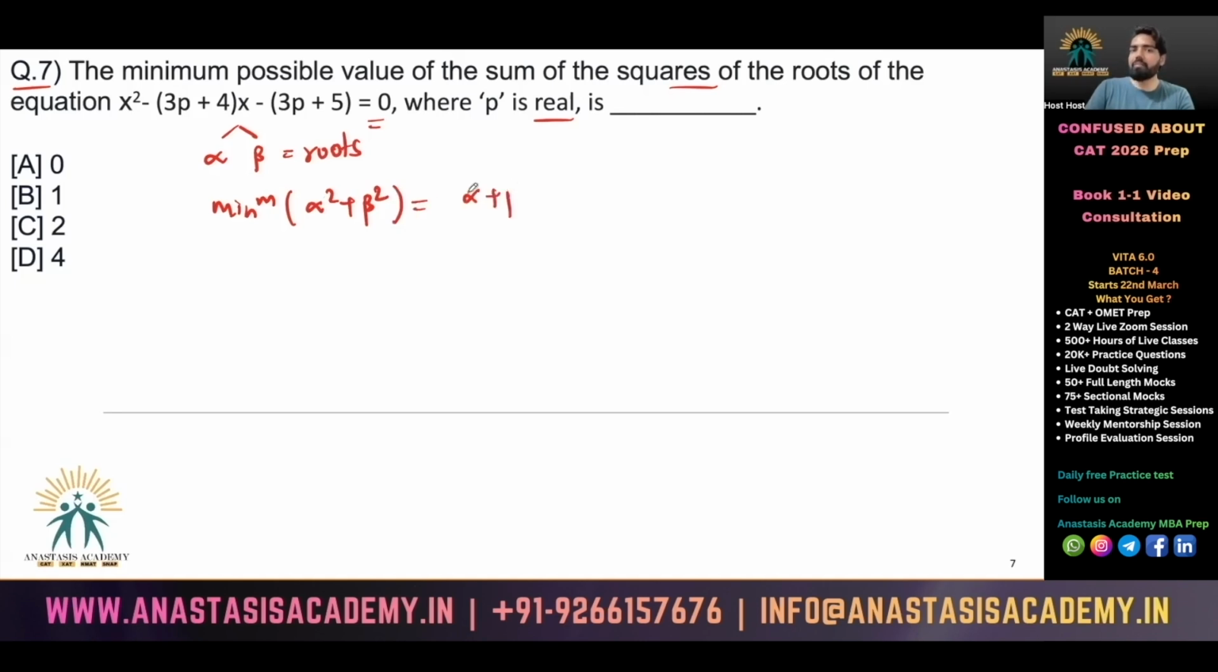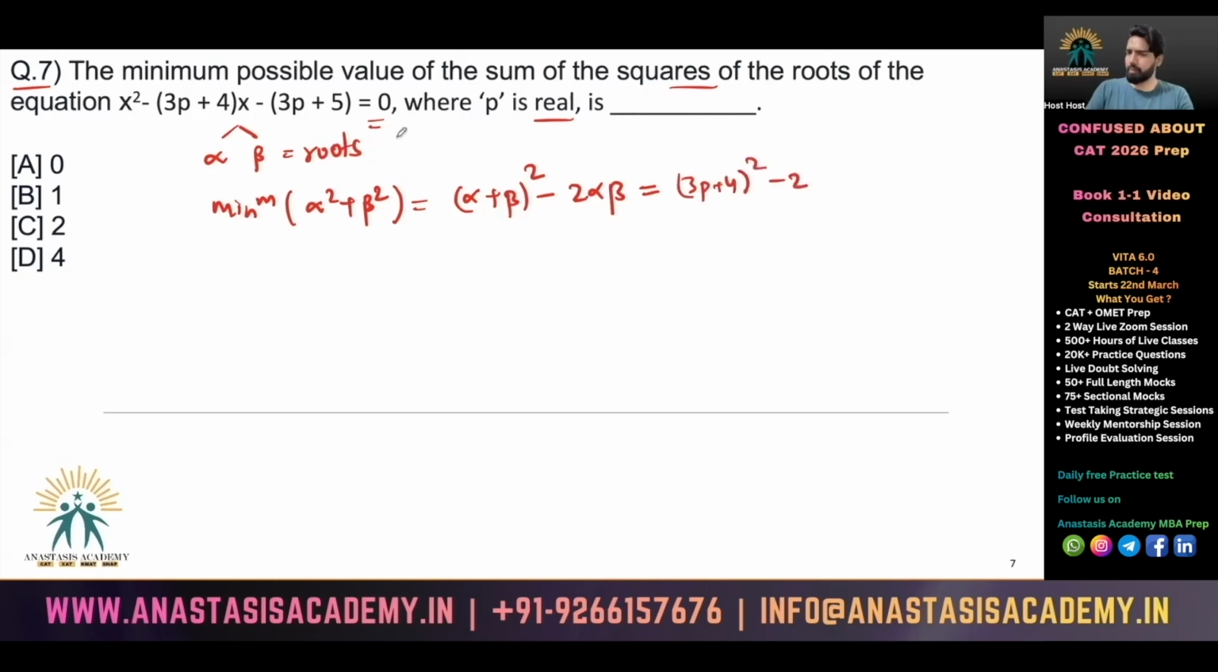Using the identity, alpha plus beta whole square, I can write alpha square plus beta square as alpha plus beta whole square minus 2 times alpha beta. Because for a quadratic equation, I always know the value of the sum of roots and the product of the roots, correct? So alpha plus beta is the sum of the roots, and that is minus b by a, in terms of the coefficients of x and x square. So that would be 3p plus 4 whole square minus 2 times the product of the roots.